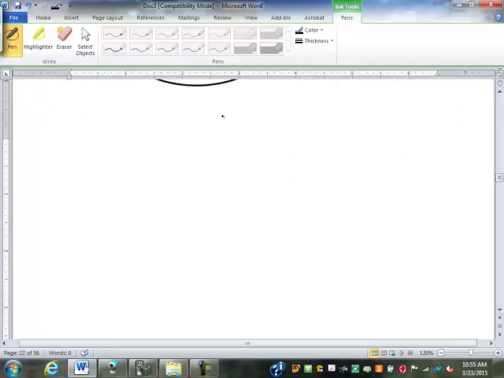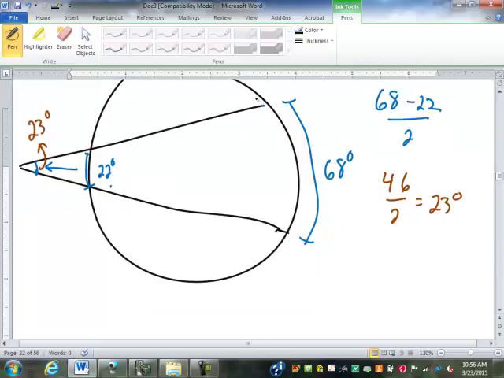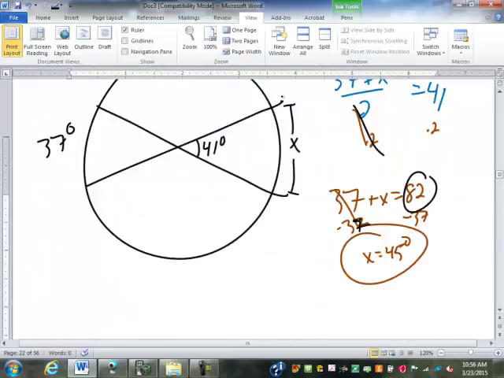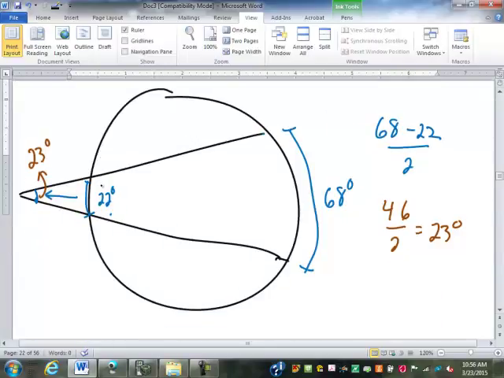No, you're just dividing by 2 once. You're going to subtract and then divide by 2. Up here you added and divided by 2 because it was inside the circle. Here it's outside the circle, so you subtract and divide by 2. So 68 minus 22, and then divide by 2.